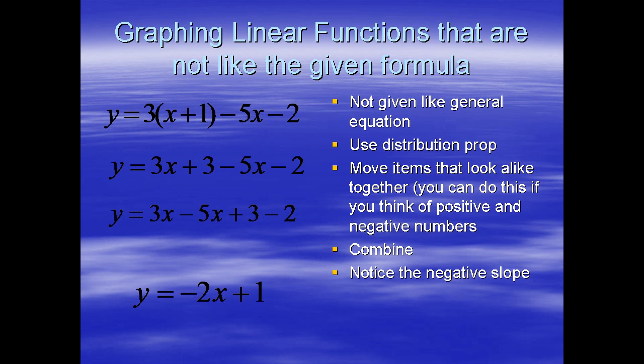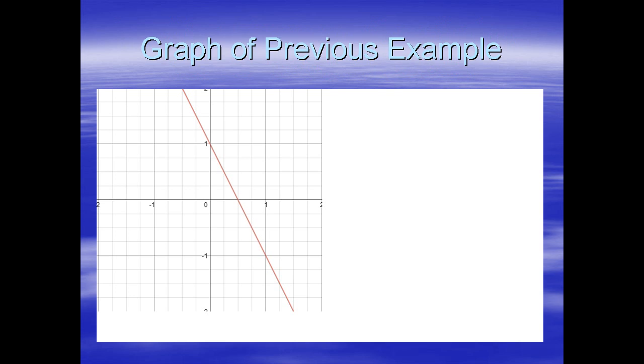So graphing linear functions that are not like the given formula, you just make them like the given formula. So you'll notice what we did was we took 3 and multiplied it by x and 1, producing 3x plus 3. Now all we had to do is combine them. You can see that we have a positive 3x and a negative 5x, and that gave us negative 2x.